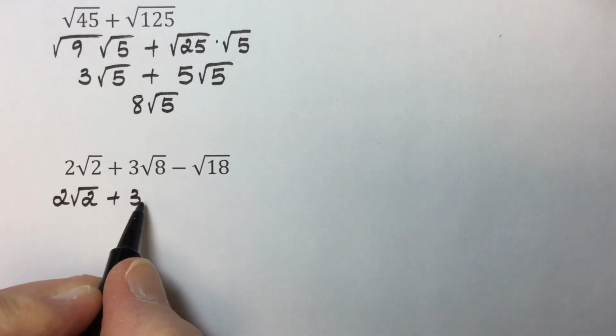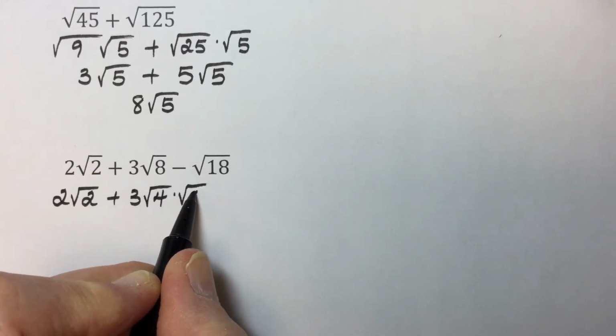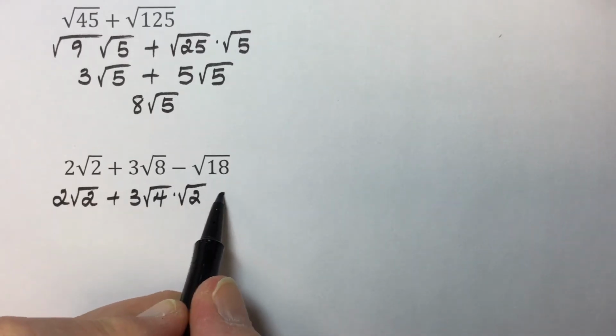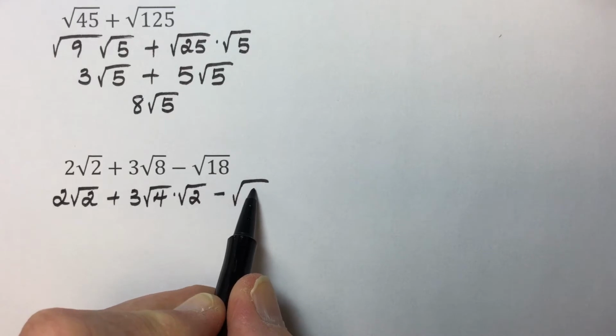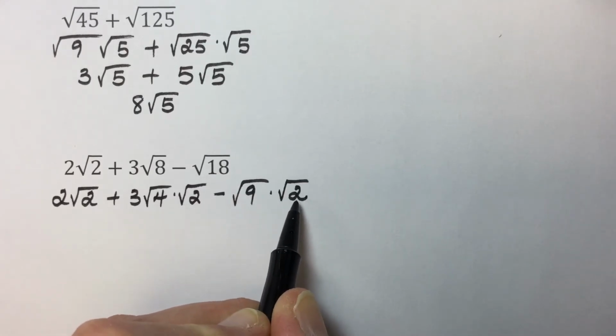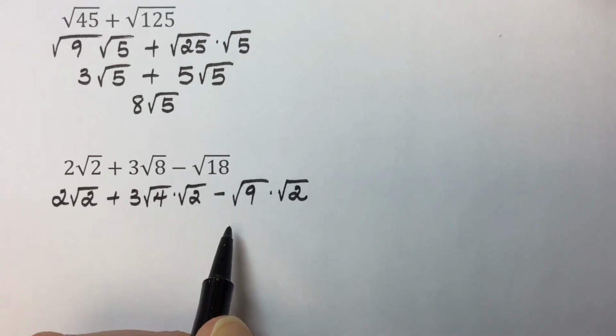However, square root of 8 can be broken down into square root of 4 times square root of 2, since the product of the radicands is equal to 8. And likewise, square root of 18 we can think of as square root of 9 times square root of 2, since 9 times 2, the product of the radicands, is 18.